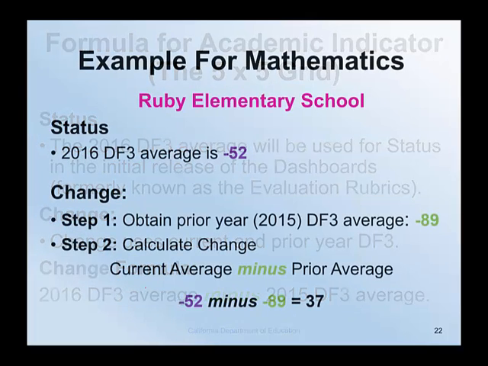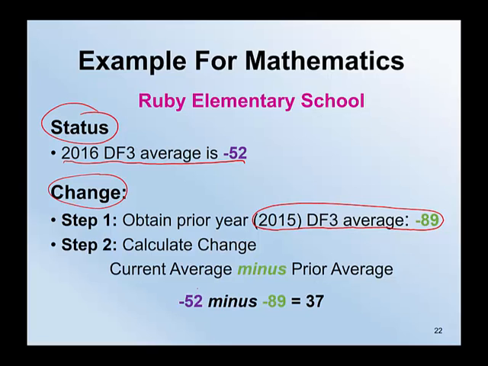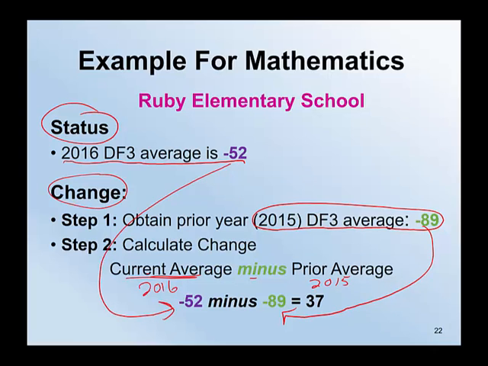So let's do a real example. Here's Ruby Elementary. 2016 DF3 is negative 52. So that's your status. That's done. Change, we've got to do some subtraction. We need to go back one year to 2015. Distance from level 3 average is negative 89. So now we have the two pieces of data we need. You take the current average, which is 2016, and subtract the prior year average, which is 2015. There's 2015 data, there's 2016 data. You subtract it and you get a positive 37. That's fantastic. That's huge to celebrate.